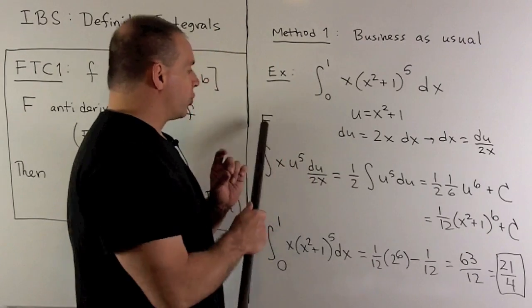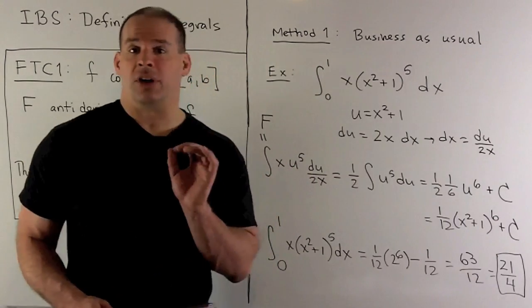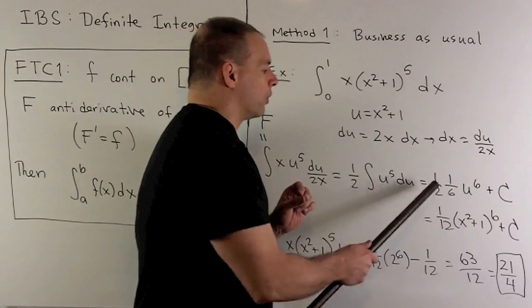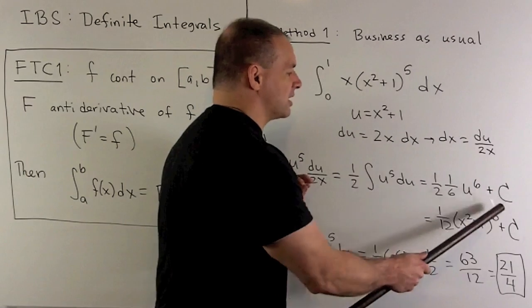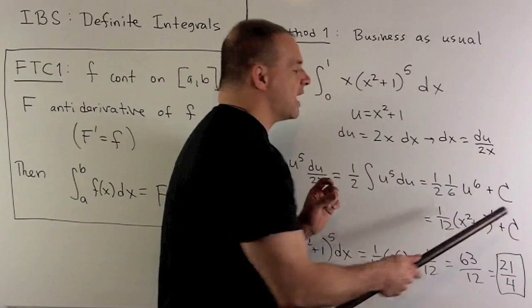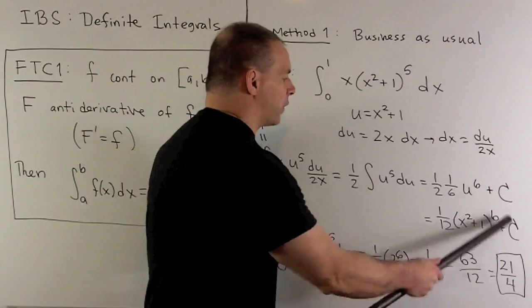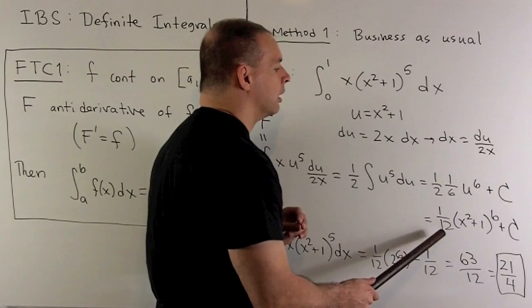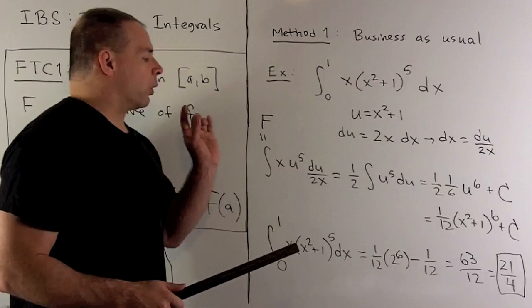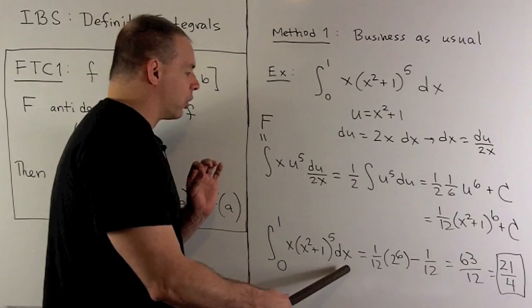So our antiderivative that we're going to use to calculate our definite integral is 1 over 12 times (x squared plus 1) to the 6th power. And then we have a plus a constant, but that'll go away when we take the difference, so we don't have to worry about this first term here. Now, we put our 0 and our 1 in. That's for our definite integral.